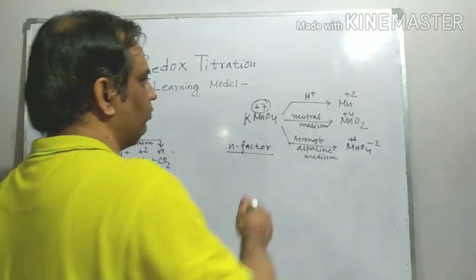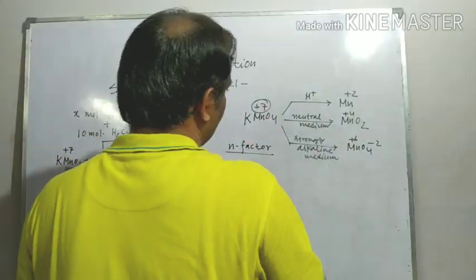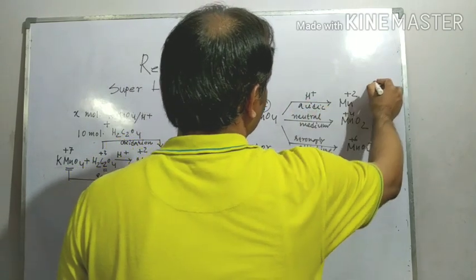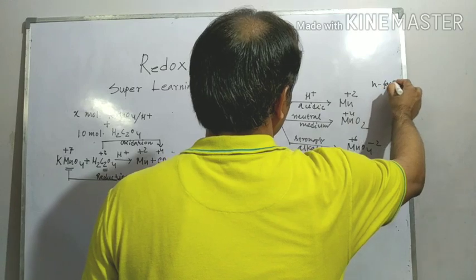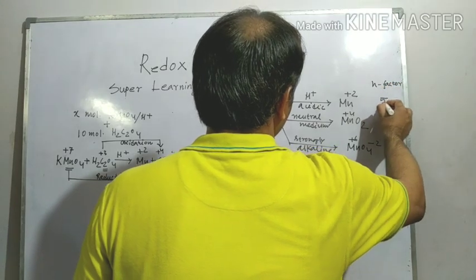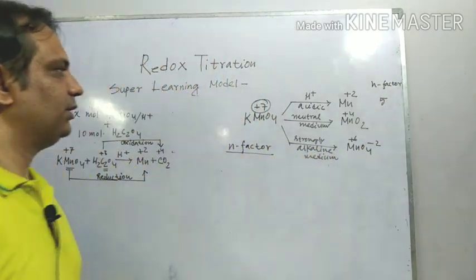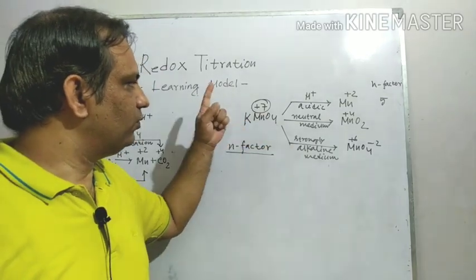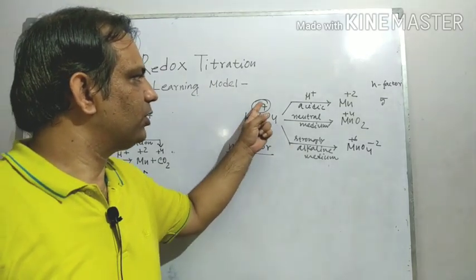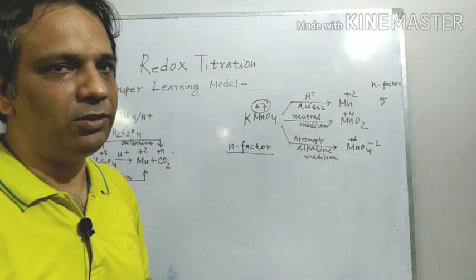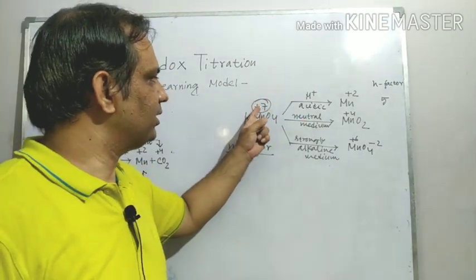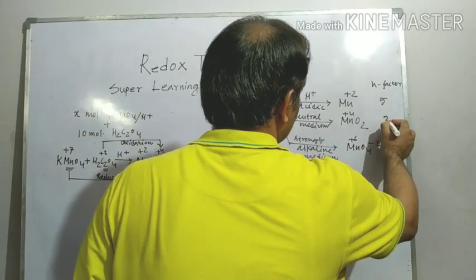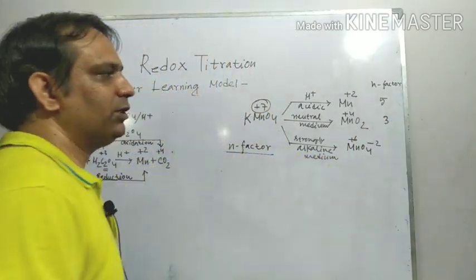So the N factor of KMnO4 in acidic medium should be 5. Now in case of neutral medium, for 1 mole of KMnO4, the number of moles of electrons involved, you can easily calculate from the change in oxidation state, and that is 3. So the N factor here will be 3.